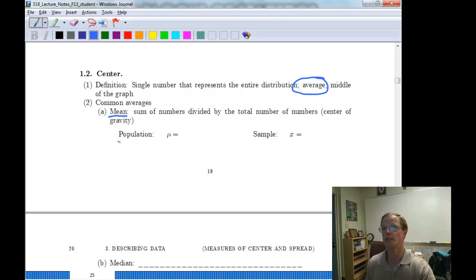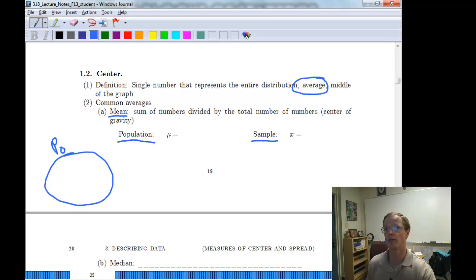Now, we want to distinguish between population parameters and sample statistics. So let me review. When we collect data, we have a population. There's some random variable x that we're measuring, and that population has, let's say, some mean, mu, average. We collect the sample, and the sample has x bar, a sample mean. What's the difference between those?